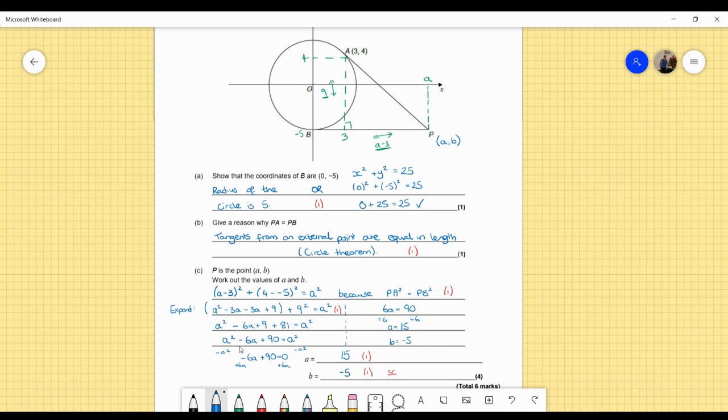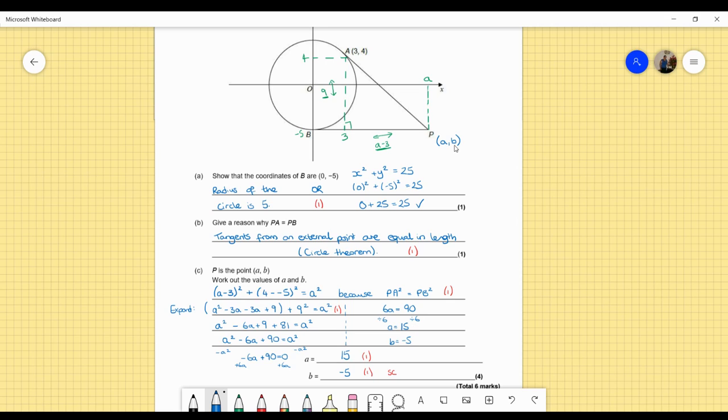And therefore, I want to try and simplify and solve it. So A squared on both sides means that I can subtract A squared from both sides, so I'll end up with minus 6A plus 90 equals 0. Then I don't like the fact I've got negative 6A, so I'm going to add 6A to both sides. So 6A is equal to 90, divide by 6, and I figured out A is 15.